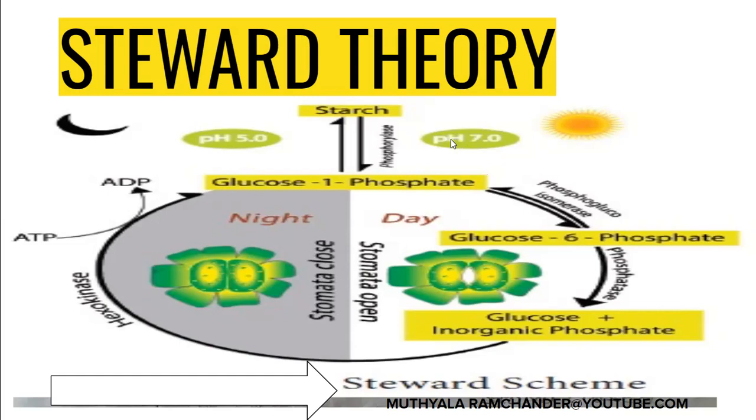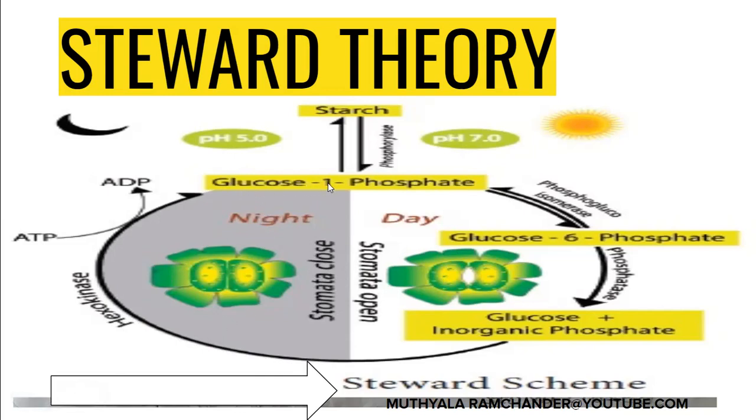During the daytime, photosynthesis is continuously involved. It helps in increasing the pH in the guard cells. Then during the night time, the glucose converts into glucose 1-phosphate in the presence of hexokinase enzyme.